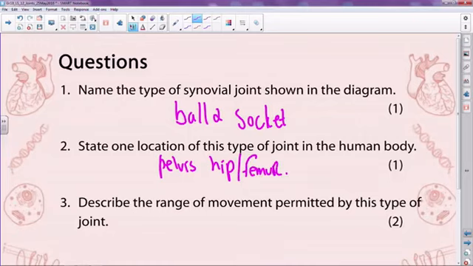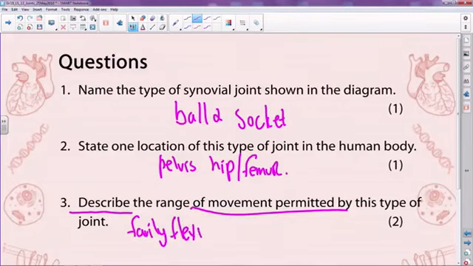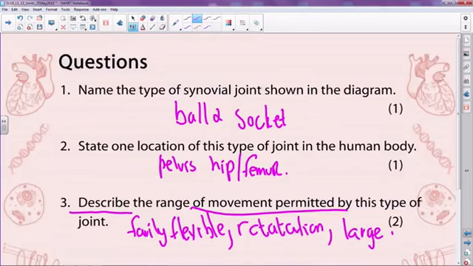Right, question number 3 now goes back to describe the range of movement permitted. Okay, describe. First of all, you would have said that it is fairly flexible. And what range of motion? Guys, come on. All right, rotation. Fairly flexible, rotation. And I would have said there, a large range of motion. We can move it quite freely, especially our shoulder joint. If we had a shoulder joint, we have lots more mobility here, whereas in our hip joint you want a little bit more stability.